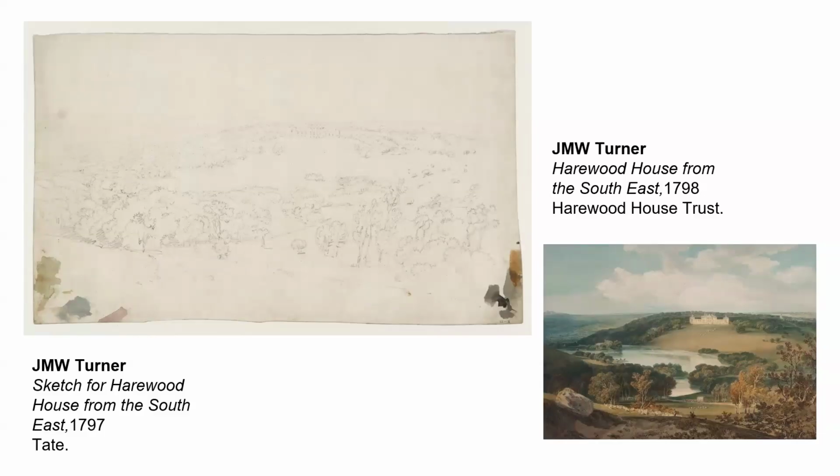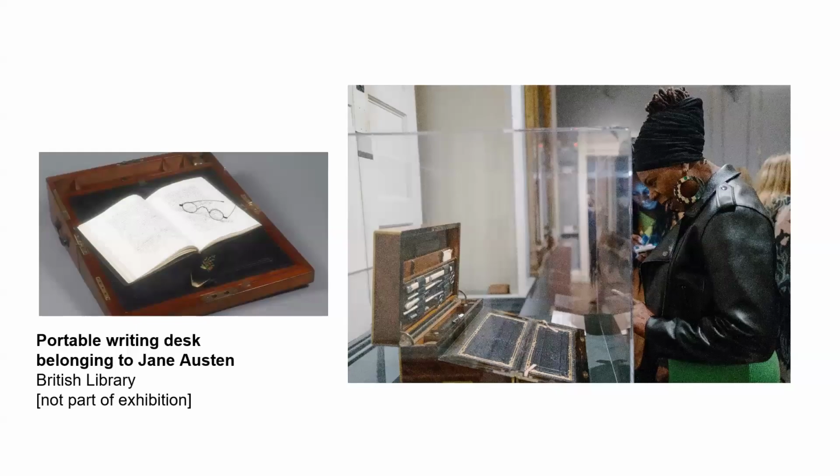Austen, too, of course, was creative on the move, and one of Austen's most prized possessions was her portable writing desk, which enabled her to draft letters and novels anywhere she might find herself. Sadly, we haven't actually got Austen's actual writing desk. It does survive in the exhibition. It's shown here on the left there, belongs to the British Library.